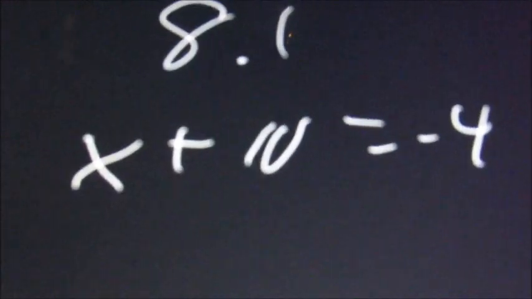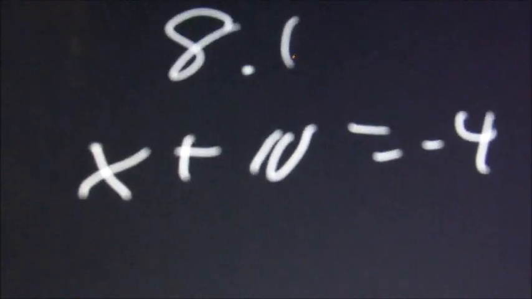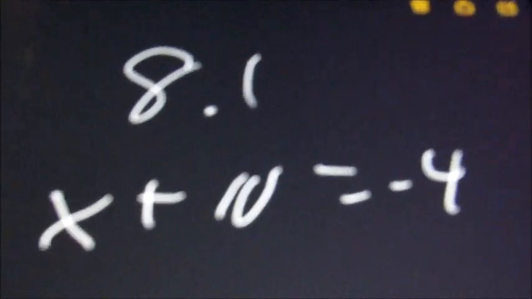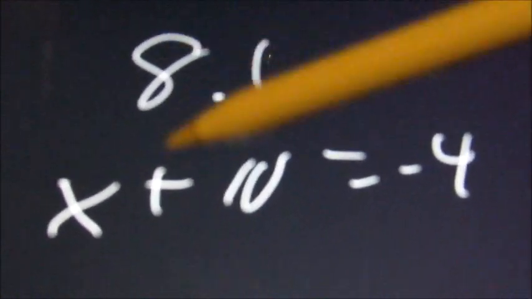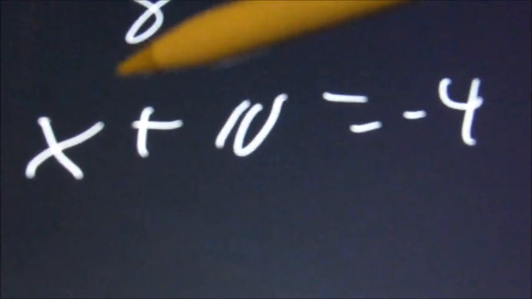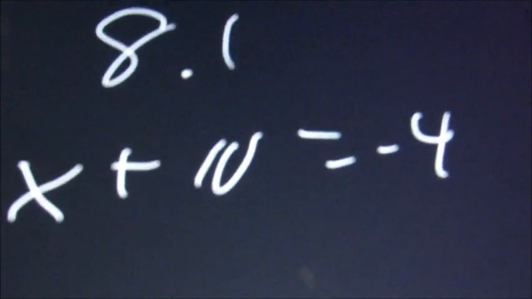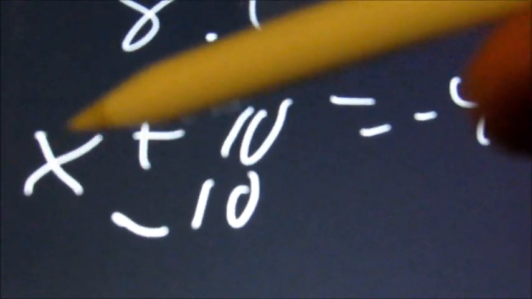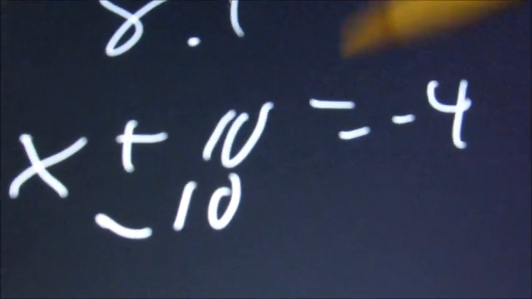So let's say we have x plus 10 equals -4. What we're going to do on all these is we want x by itself on one side of the equal sign and all the numbers on the other. So to do that, we're just going to do what the opposite sign is. So here it is a plus, so the opposite of plus is minus. So we're going to subtract 10 from this side so that all we have left is x. It'll be x plus 0.